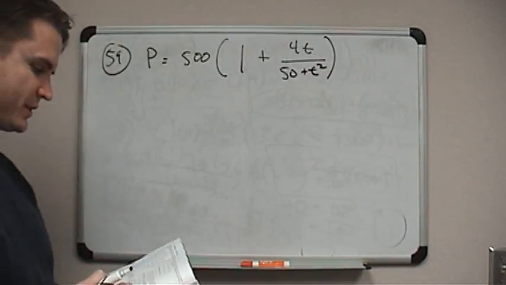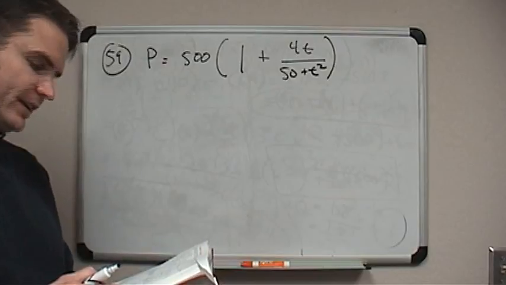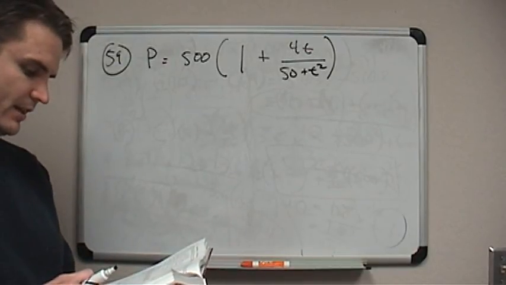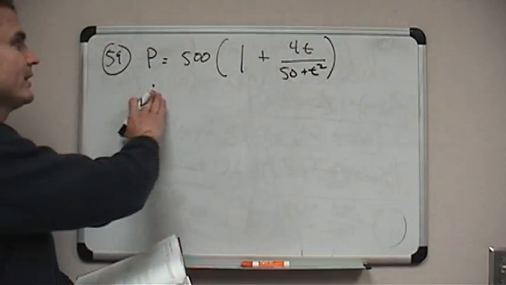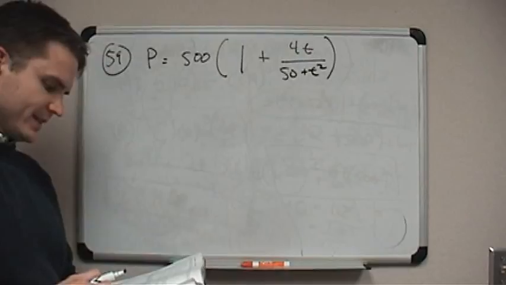Okay, this is an application problem from the product and quotient rule section. It's number 59, and let me read it to you. It says a population of bacteria is introduced into a culture. The number of bacteria P can be modeled by this formula, where t is the time in hours.